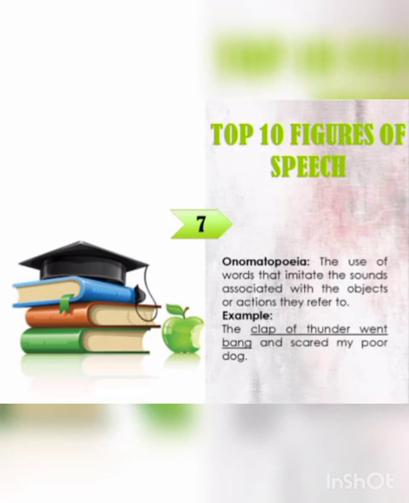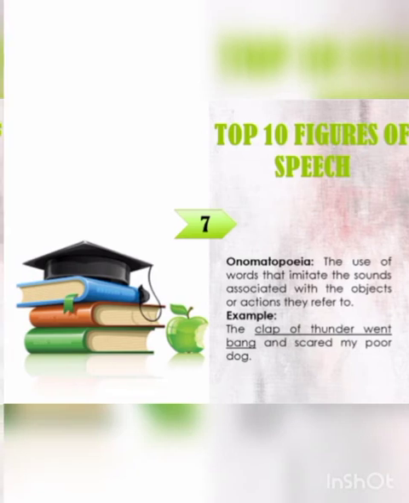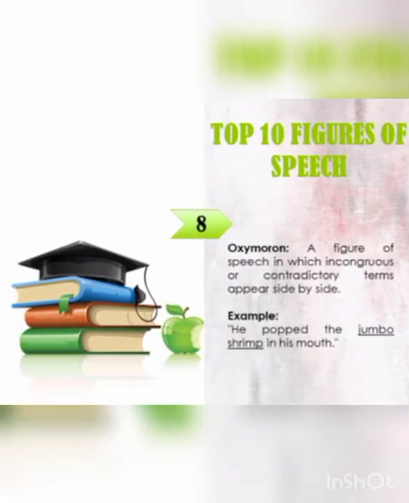Number 7. Onomatopoeia. Onomatopoeia is a use of words that imitate the sounds associated with the objects or actions they refer to. For example, "The clap of thunder went bang and scared my poor dog." The bang here is associated with a clap of thunder.